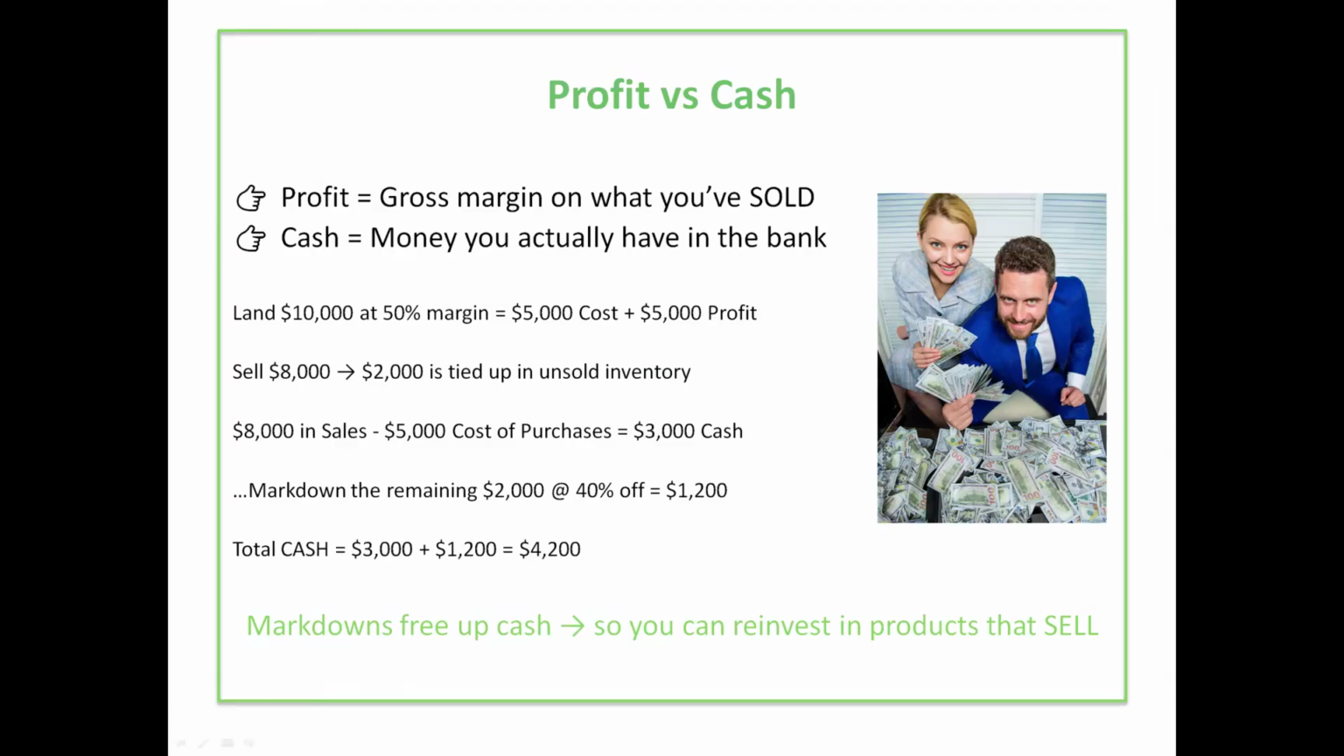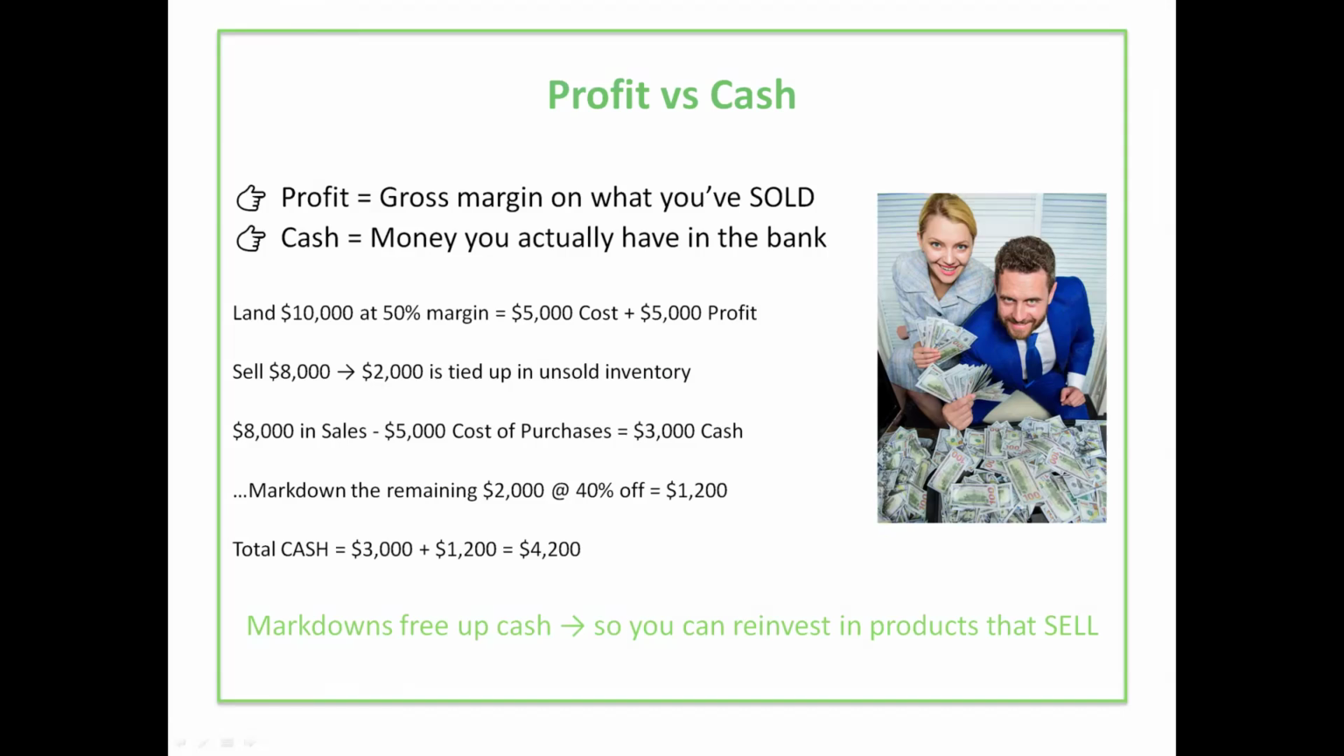So let's take a peek at an example here. We've landed $10,000 of wonderful goods into our store at a 50% margin. That means the cost was $5,000 and the potential profit is $5,000. Note how I said potential profit. Profit isn't realized until it's in your bank account. It doesn't turn into cash until it's in your bank account.